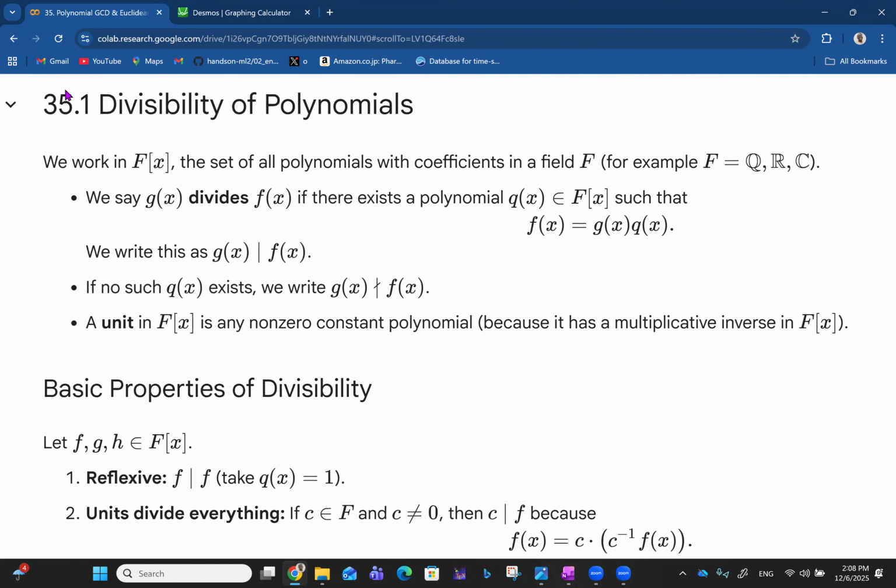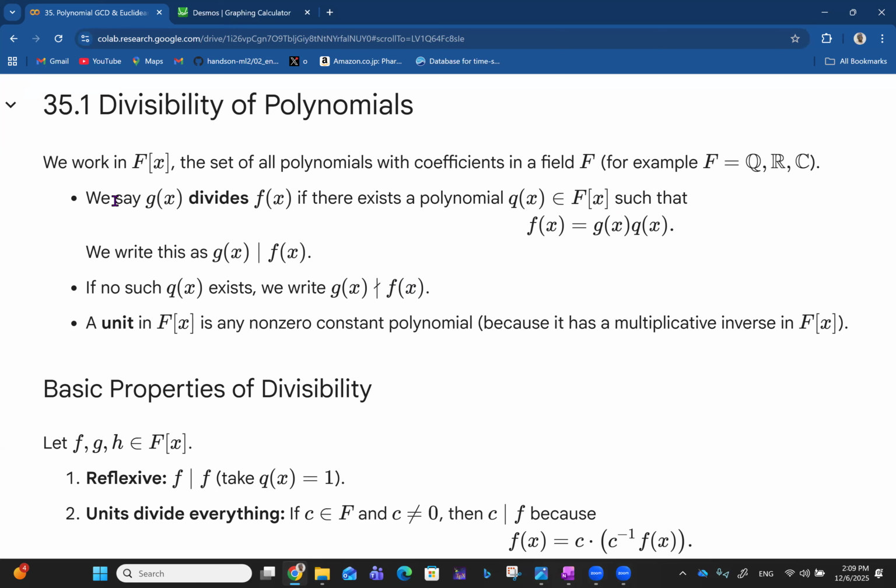We work in F of x, the set of all polynomials with coefficients in a field F. For example, F can be the set of rational numbers, or the set of real numbers, or the set of complex numbers. So we say g of x divides f of x if there exists a polynomial q of x belonging to F of x such that f of x is equal to g of x times q of x. So if no such q of x exists, we write that g of x does not divide f of x.